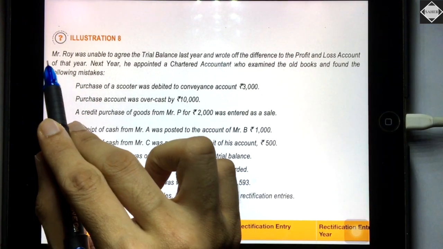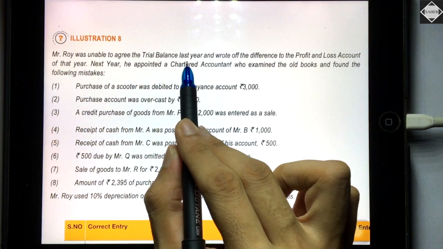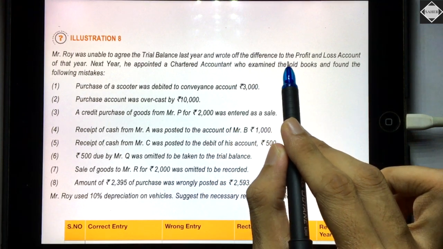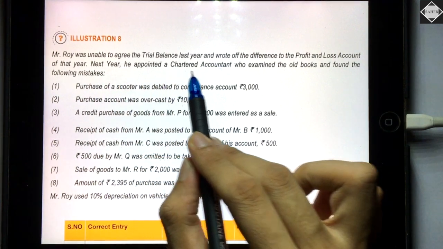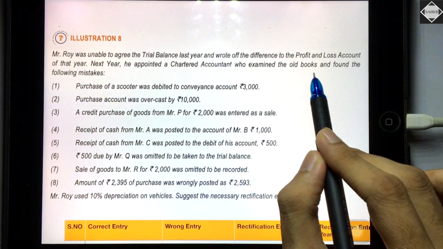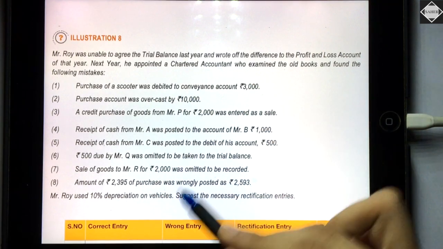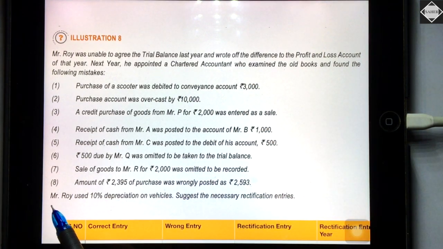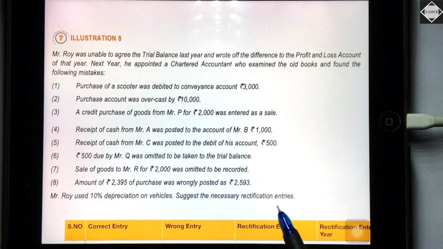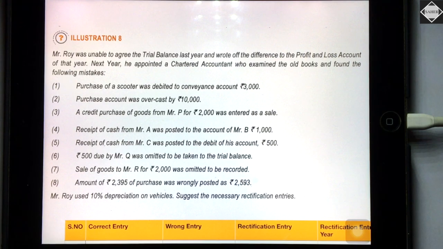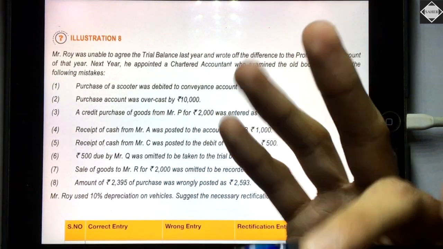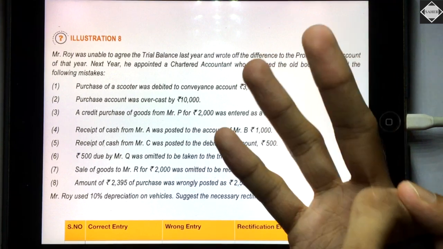See here, Mr. Roy was unable to agree the trial balance last year and wrote off the difference to the profit and loss account of that year. Next year, he appointed a chartered accountant who examined the old books and found the following mistakes. And then at the end they are saying Mr. Roy used 10% depreciation on vehicles, suggests the necessary rectification entries. So by reading this much, I understood, and you should also be able to understand that this problem is falling into third category, correction in the next accounting period.